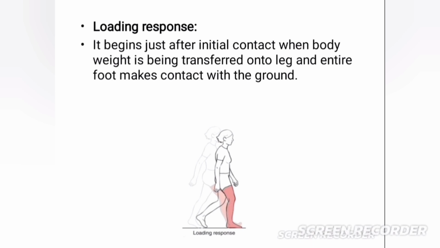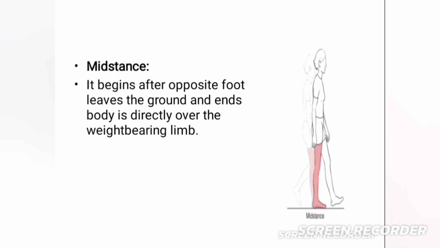Third one is the mid stance position. It begins after the opposite foot leaves the ground and ends when the body is directly over the weight bearing limb. So your opposite foot leaves the ground, but your other limb is in the weight bearing position. That is called the mid stance.